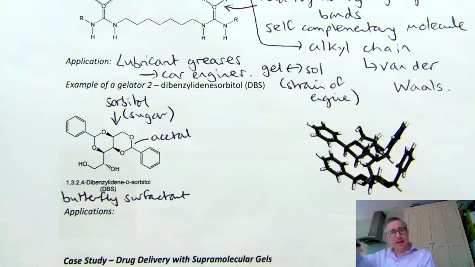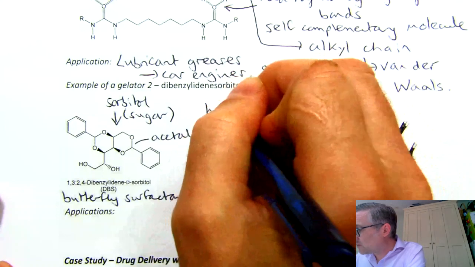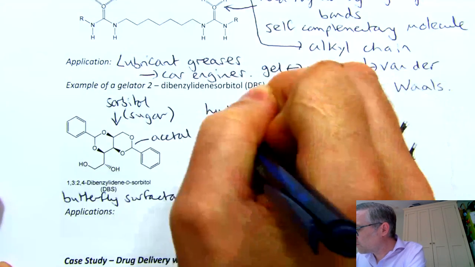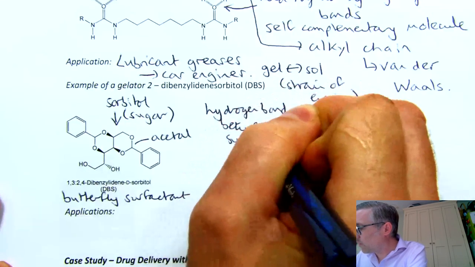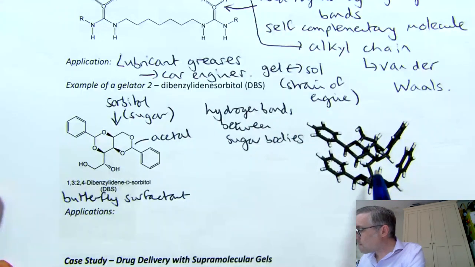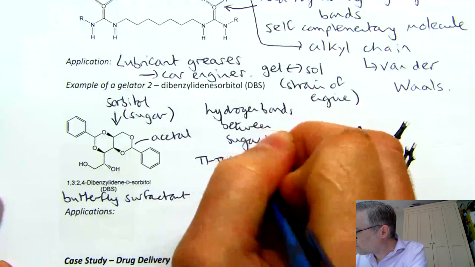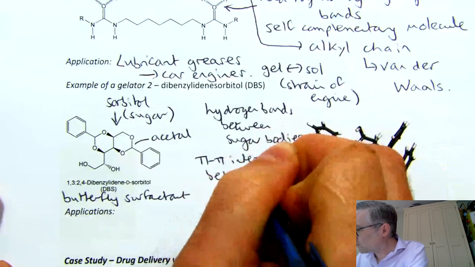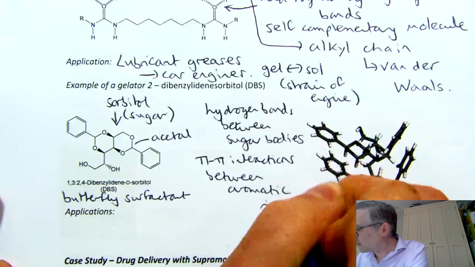How does this assemble into organogels? You have hydrogen bonds between the sugar bodies, and you have pi-pi interactions between aromatic rings.